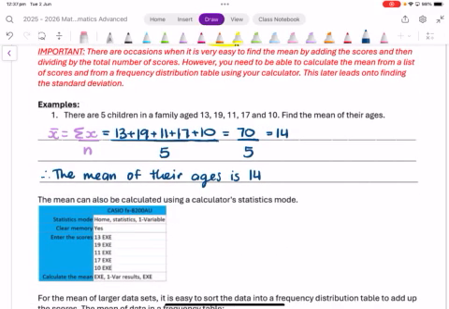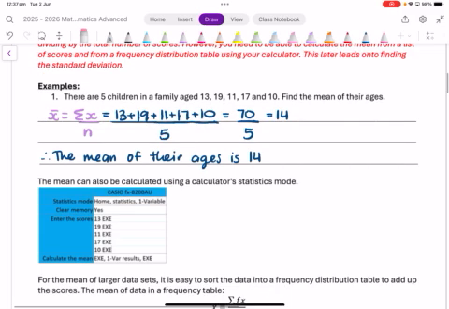We can also find the mean by using the calculator. You all use the Casio FX-8200 AU. On your calculator, you press home, statistics, 1 for variable, and then you want your memory cleared, and then you enter your scores. You go 13 equals, 19 equals, 11 equals, 17 equals, 10 equals. You then press equals, and press 1 for variable results, and then X bar.